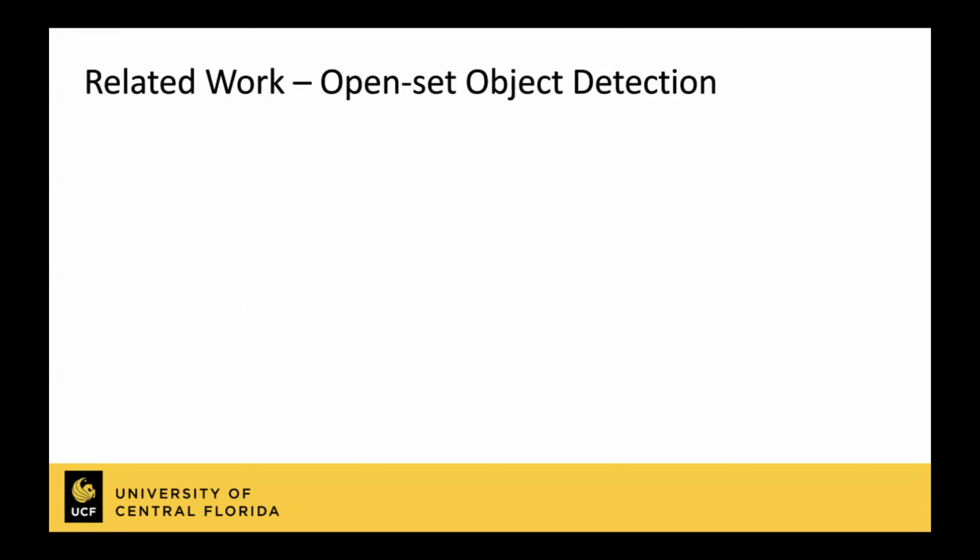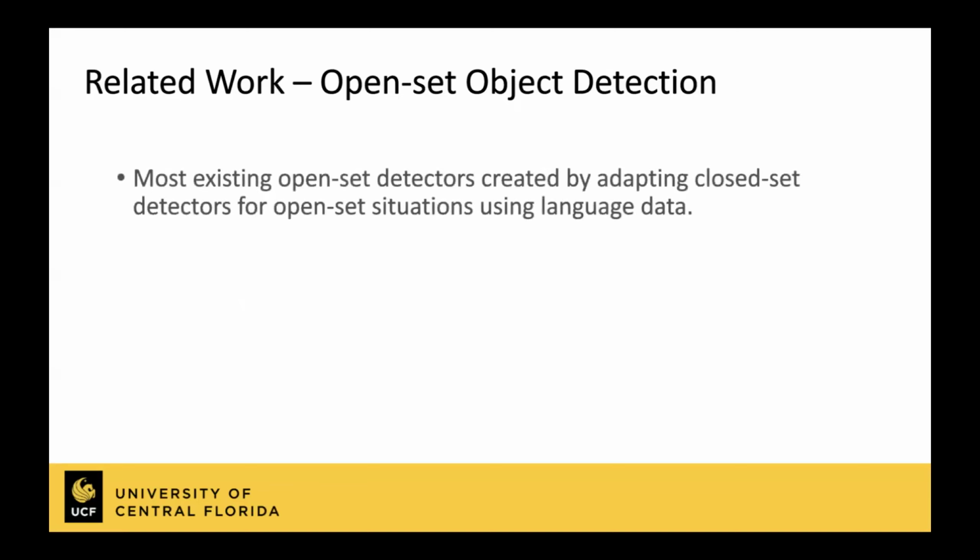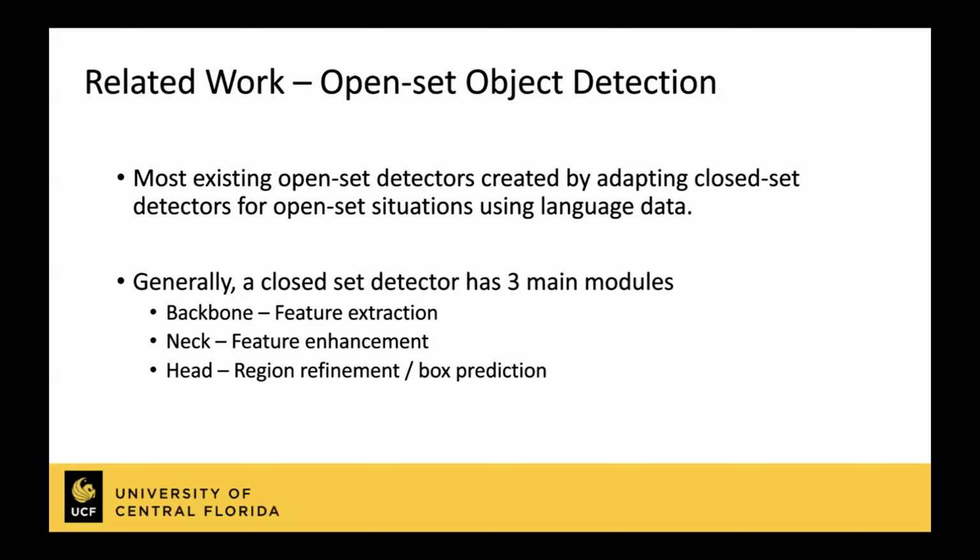Okay. Now I'm going to talk about the related work for open-set object detection. Most existing open-set detectors are created by extending or adapting closed-set detectors for open-set situations using language data. Generally, a closed-set detector has three main modules: a backbone for feature extraction, a neck for feature enhancement, and a head for refinement or box prediction.